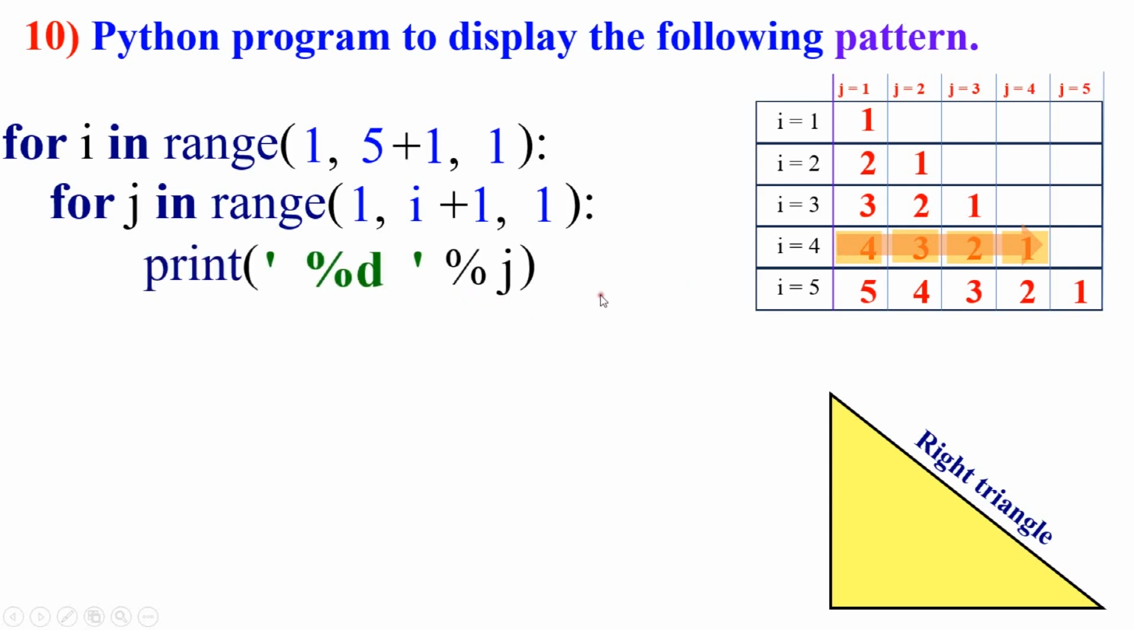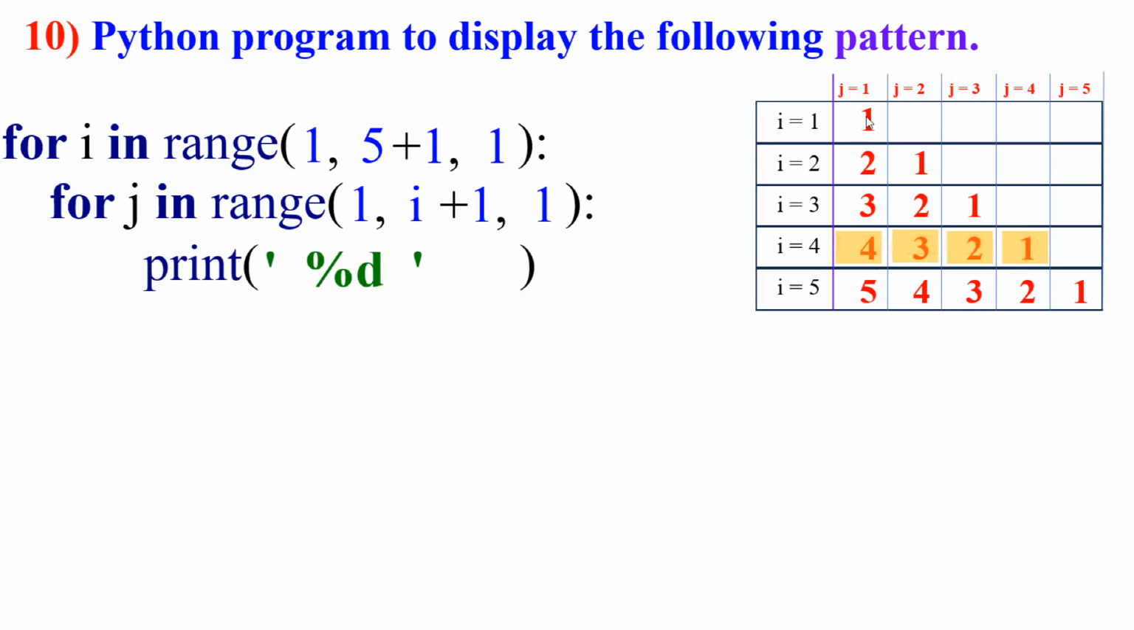When the j value is 1, 4 is displayed. When the j value is 2, 3 is displayed. This means the j value is different from the value we actually need to display. So it turns out that displaying the j value was incorrect. Let's analyze a bit to figure out exactly which value should be displayed.